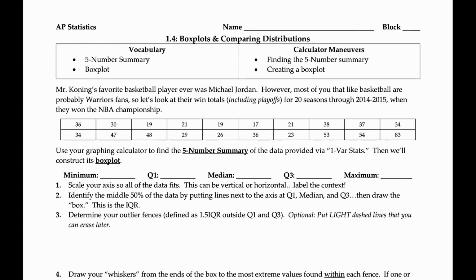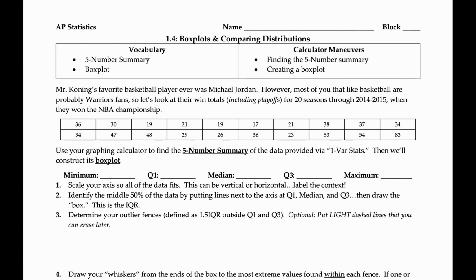You're going to find out how to find your 5-number summary, amongst some other things, and how to create a box plot on your calculator. So this is notes inspired by an old stats teacher at our school, Mr. Koning, and Mr. Koning's favorite basketball player was Michael Jordan.